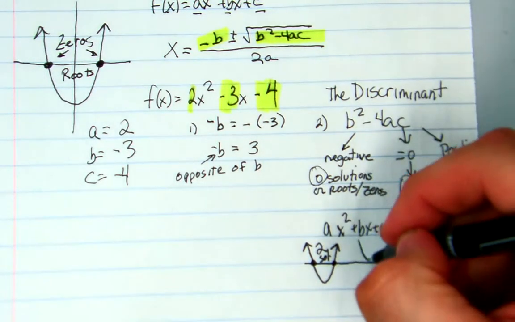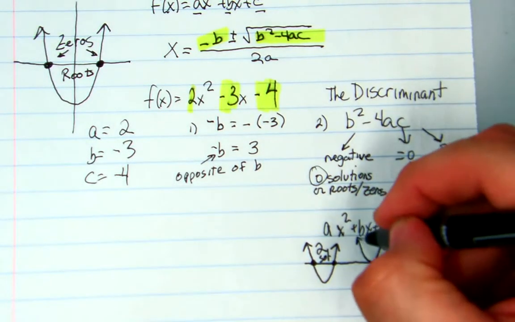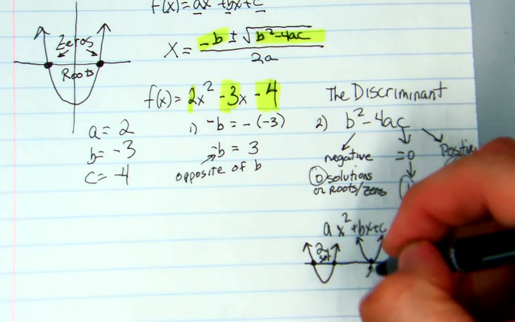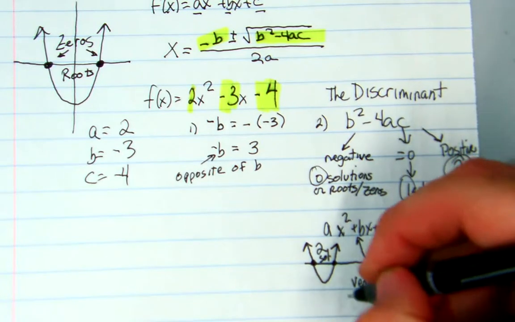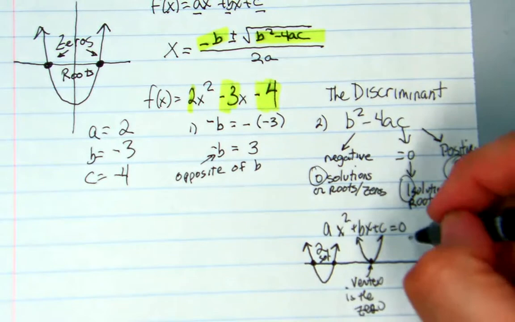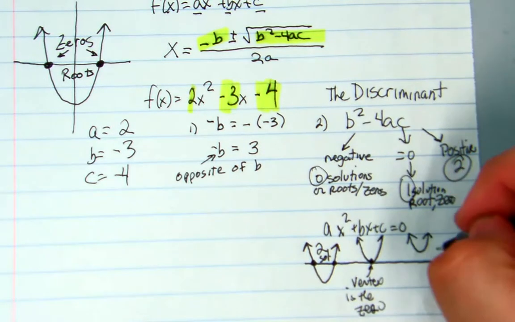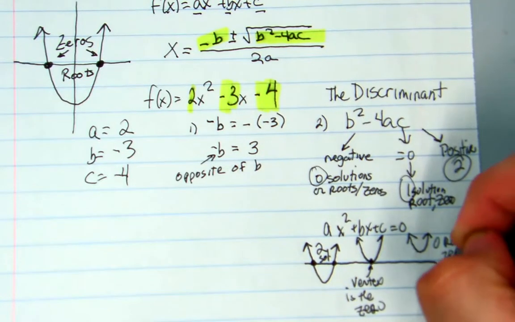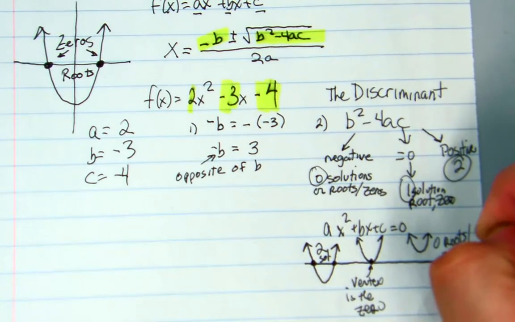It's either going to hit it once, which will look like this. Or the vertex is the 0. Or it'll be up here where there's 0 roots, zeros, or solutions.